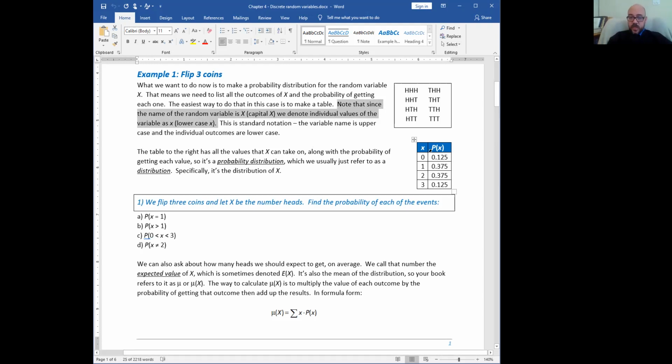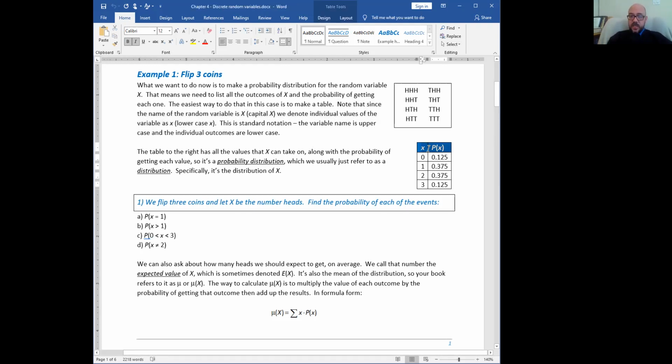So that's why this right here is little x. This right here is a list of values of little x. So that's why I've headed it little x instead of capital X. Similarly, this is the probability of little x. So the probability that little x equals 0 is 0.125, right? And that's what I've put here. The probability that little x equals 1 is 0.375.